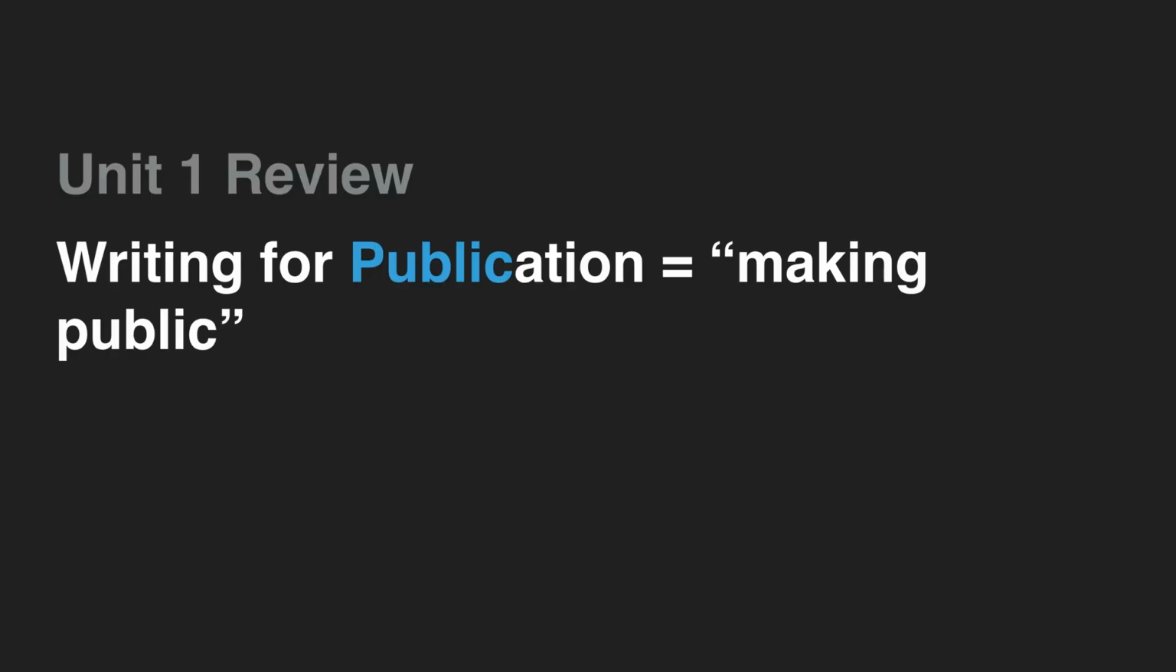Now let's take a moment to reflect on Unit 1. In Unit 1, you started thinking of yourself not just as a writer, but as somebody who's writing for publication. The root word of publication is, of course, public. Publication is a way of making your work public. Now, your author profile and mission statement helped you to begin to identify your areas of expertise, topics you might want to write about, and the readers for whom you want to write.